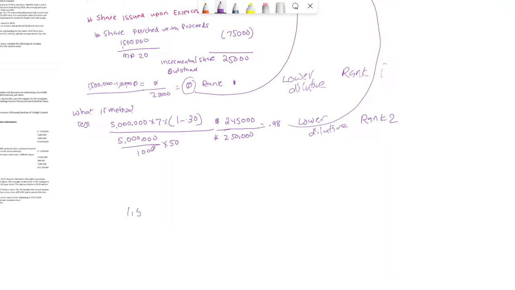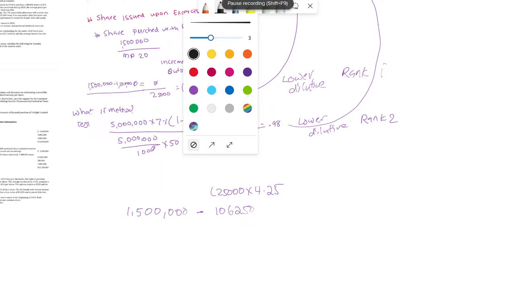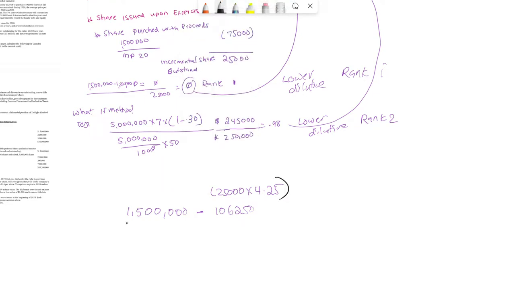I always start with my basic. In this case, our basic is 1.5 million, and then we paid a preferred dividend. It was 106,250. How did I get that? I'm just going to show you. We have 25,000 preferred shares. Each we are paying a $4.25 dividend. So we're paying them $4.25 dividend divided by the number of shares outstanding. In this case, it was 1,000 shares outstanding. What did I get? I got a basic earning per share, and that is your $1.39.